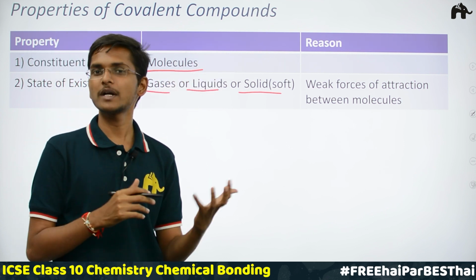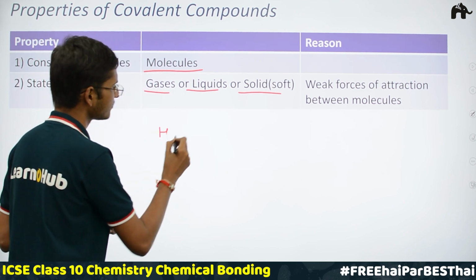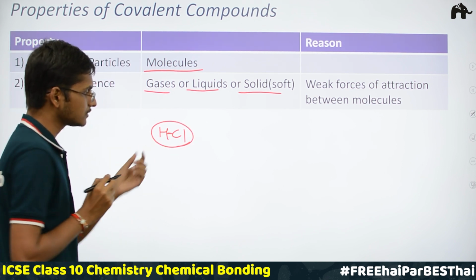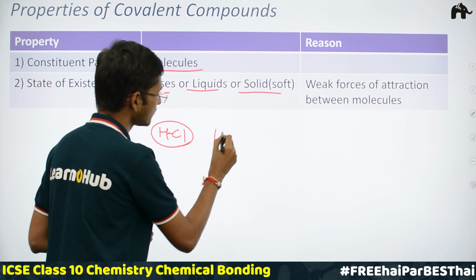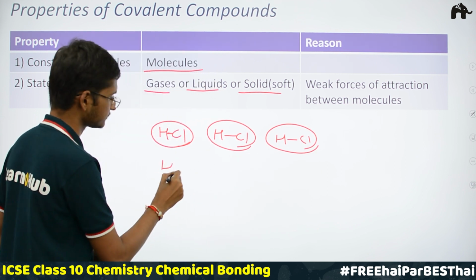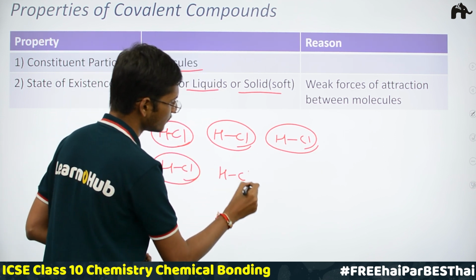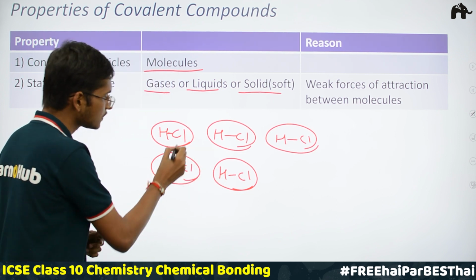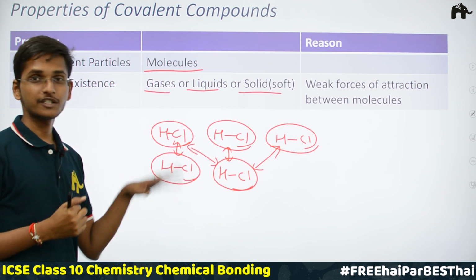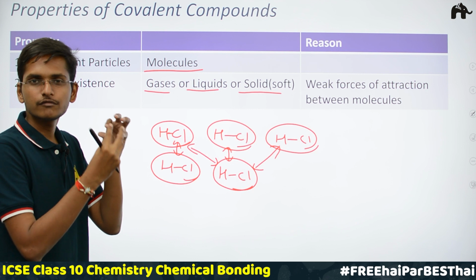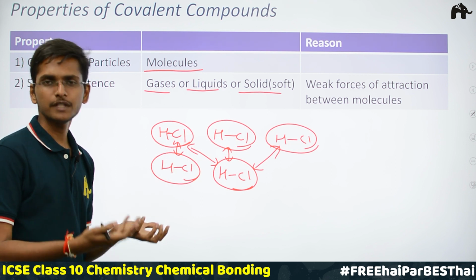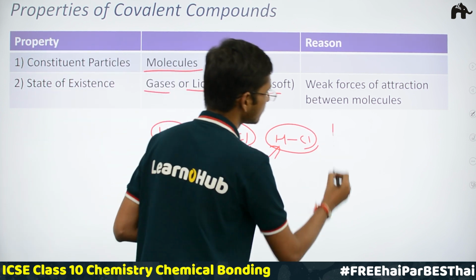Since their constituent particles are molecules, suppose I take the example of HCl. I know this HCl molecule, and there would be another HCl molecule like this. Now between these molecules, the force of attraction is very weak. It's not like that of the ions. Ions have strong electrostatic force of attraction between them, but here the force of attraction between the molecules is very weak.